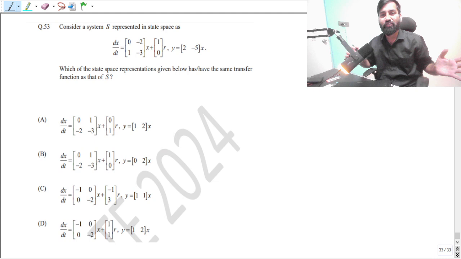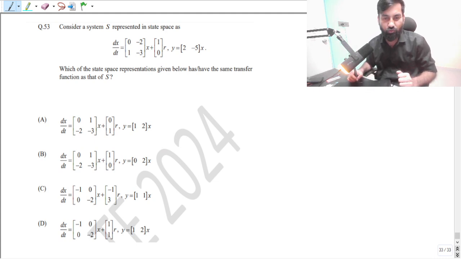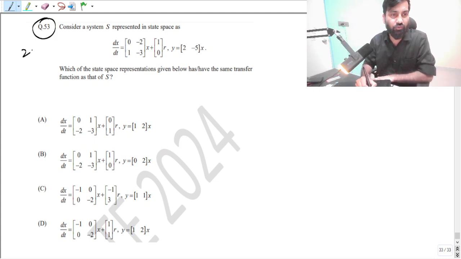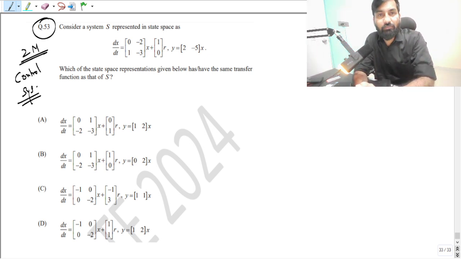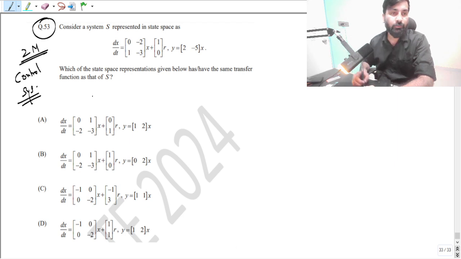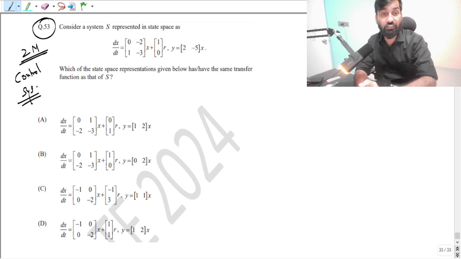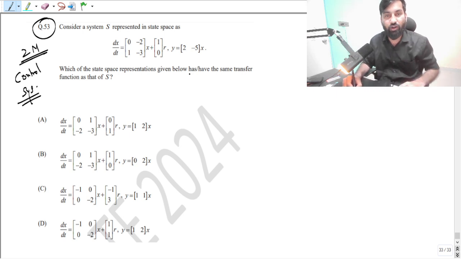This was a question for 2 marks, from control system, and I'm just going to solve this question using mathematics, in fact linear algebra. They have given one system that is nothing but a state space representation. Which of the state space representations given below has the same transfer function? It is an MSQ question.